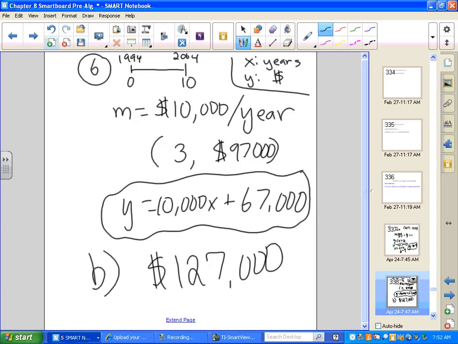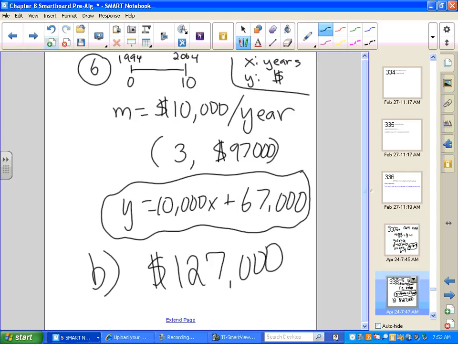Good job. You could also plug 6 in for x. If you do 10,000 times 6 plus 67,000, you get this. The reason is year 2000 is year 6. So Annalise's way is perfect, but you could also put 6 in for x and you get this. Okay, sorry, almost forgot about B. Questions? Okay, let's go to number 5.